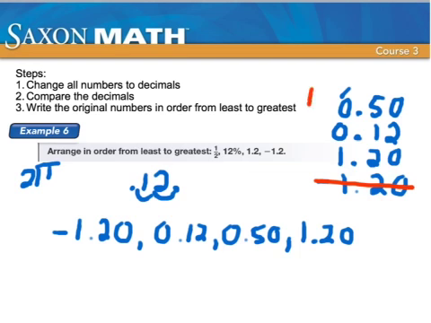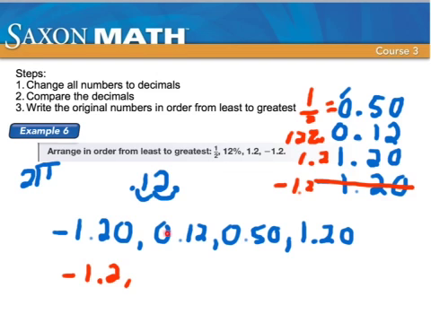Well, I need to remember that this was my 1/2 that I rewrote. This was my 12%. This was my 1 2/10, and this was my negative 1 2/10. So if I look, I need to rewrite them as they look to start with. Well, my smallest number, negative 1 20 hundredths, was negative 1 2/10 to start with. So negative 1 2/10.